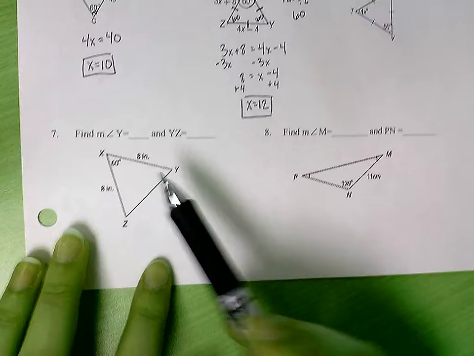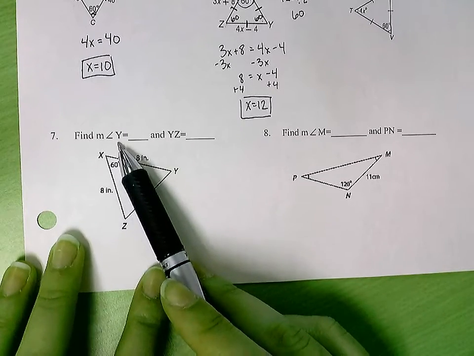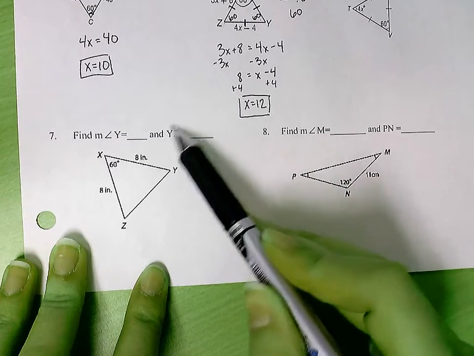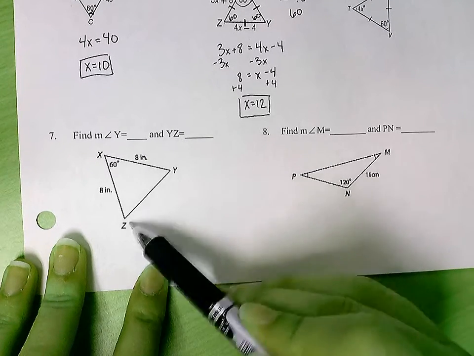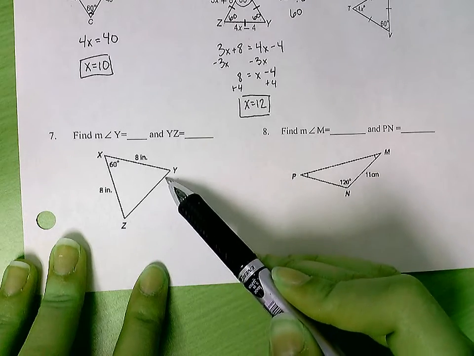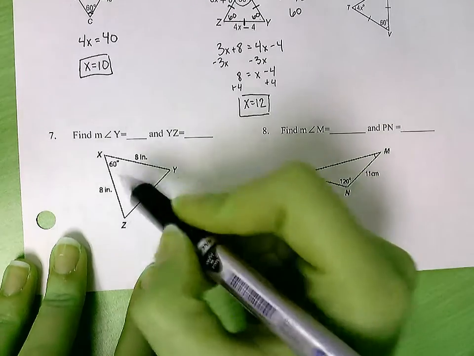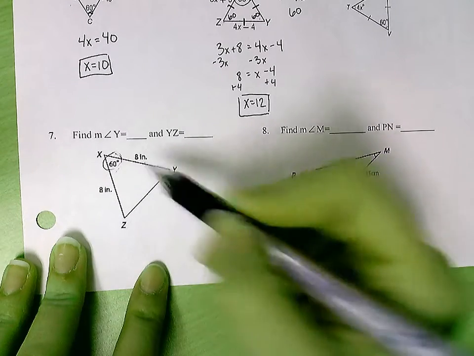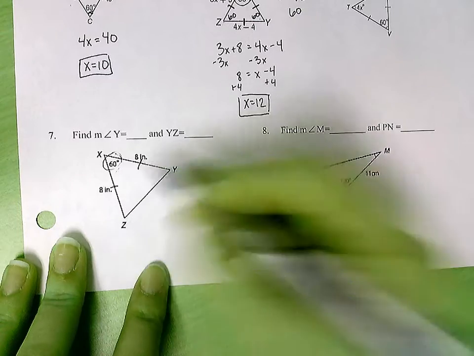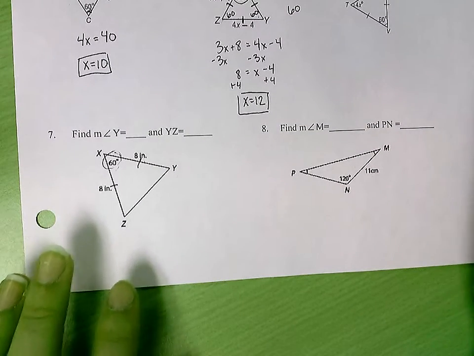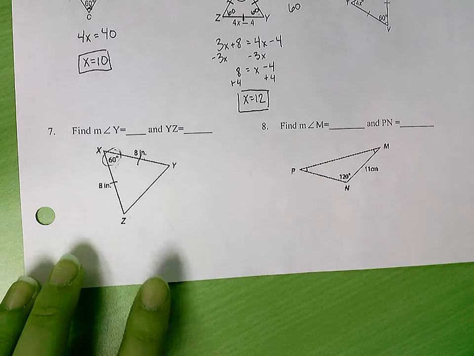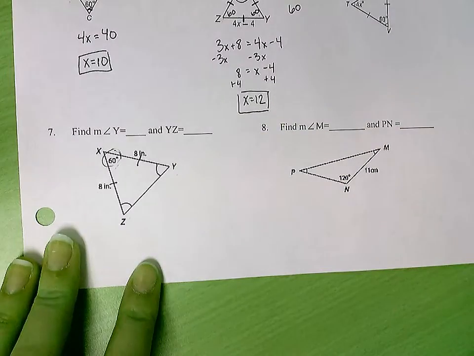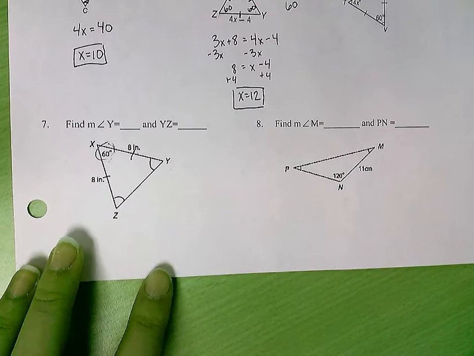Okay, number 7, we want to find the measure of angle y, so that's this angle here, and we want to find the measure of side YZ, so that length there. Now what I have in this triangle is that this angle is 60 and these two sides are 8. Since those two sides are congruent, we know it's an isosceles triangle as of right now. That means these two angles have to be congruent, right? That's what we went over yesterday.